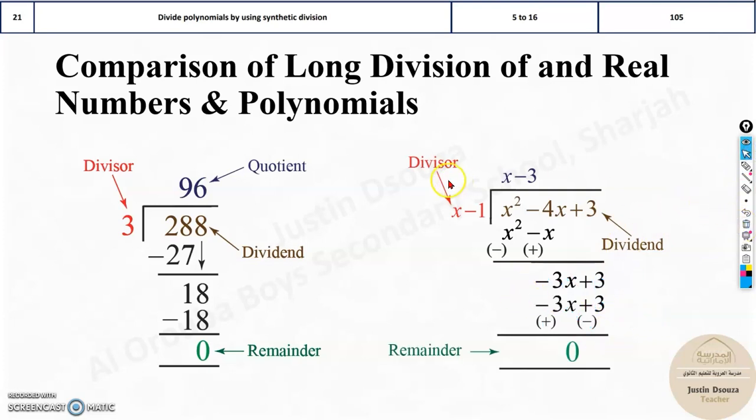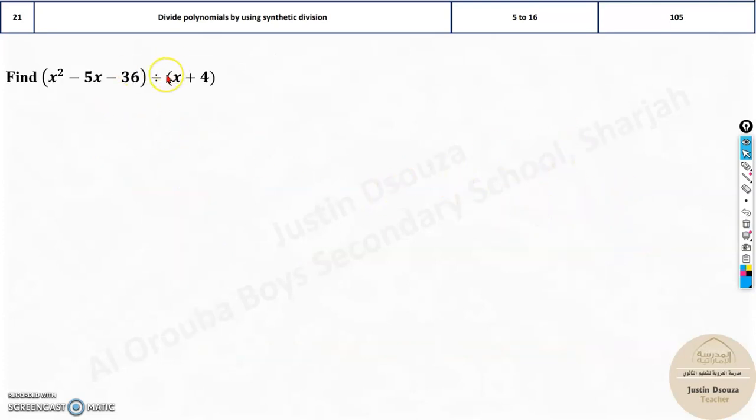Now this is a very simple problem. This is the answer, the quotient. Okay. Now we will look into a proper problem. Here this is the divisor, the bigger number, the first number is the dividend.